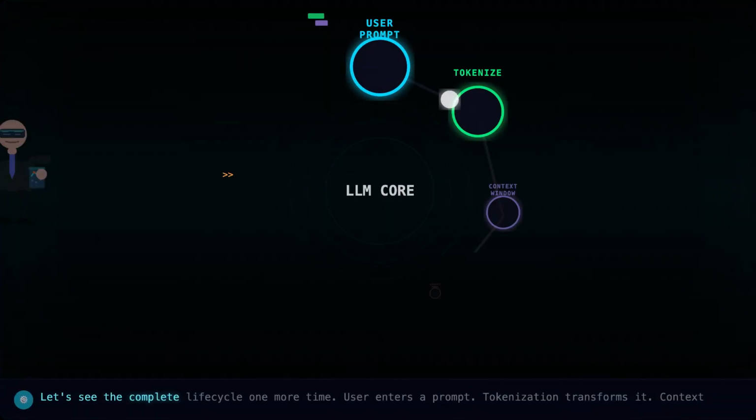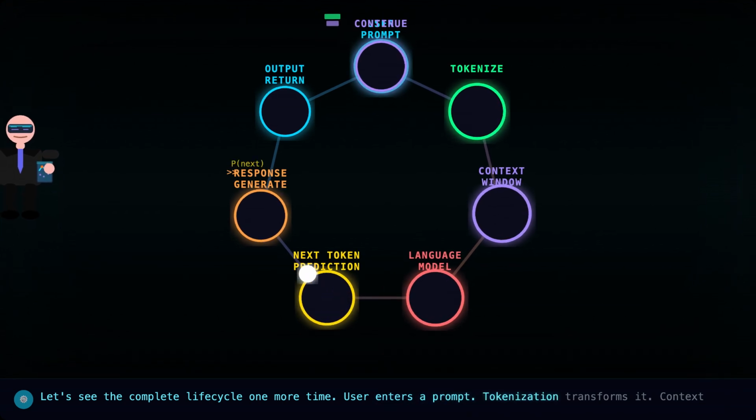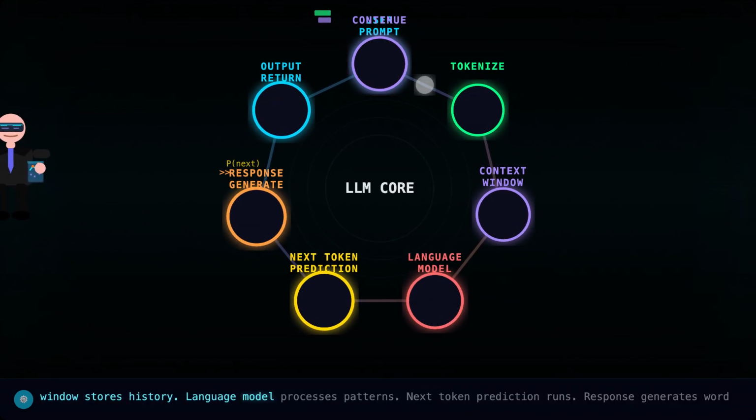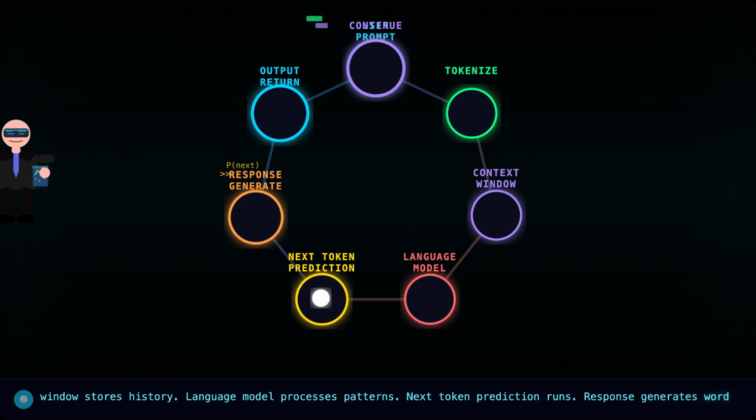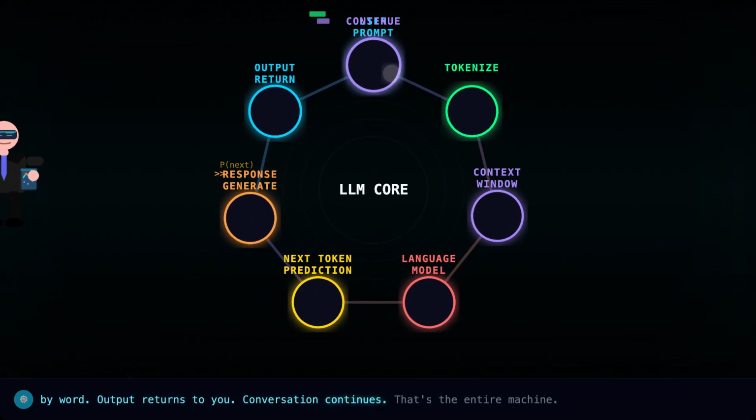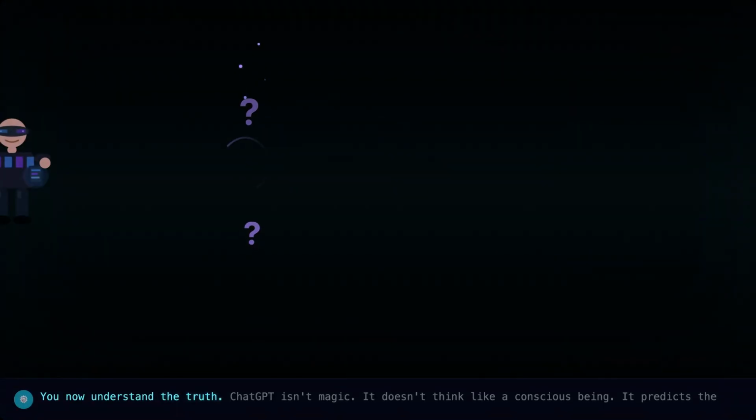Let's see the complete lifecycle one more time. User enters a prompt. Tokenization transforms it. Context window stores history. Language model processes patterns. Next token prediction runs. Response generates word by word. Output returns to you. Conversation continues. That's the entire machine. You now understand the truth.